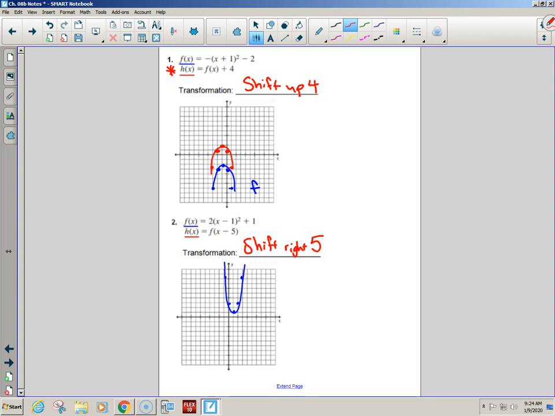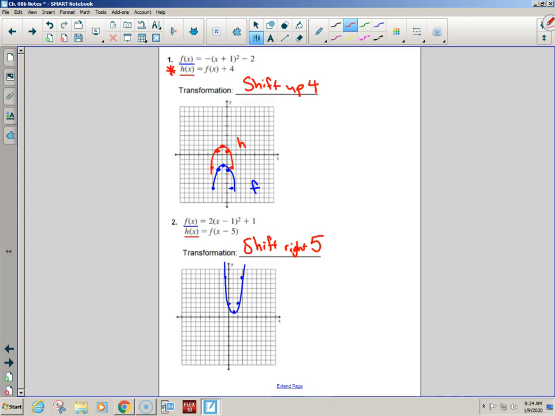There's supposed to be 2 graphs on every single one. We've only done number 1 together. But for those of you that already have this, or once you shifted, and now you have 2, label 1 H and 1 F. Now go do number 2, because it should be easy. If you have the original graph, just do this to it to get H. Shift everybody right 5.